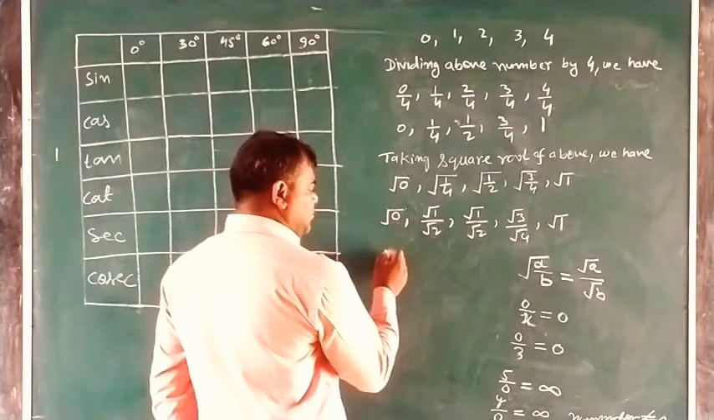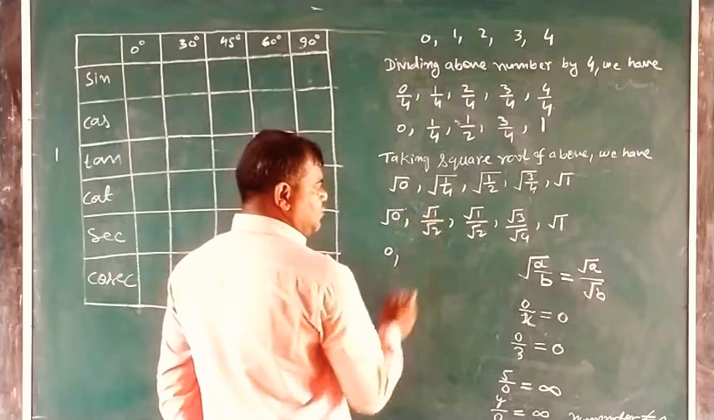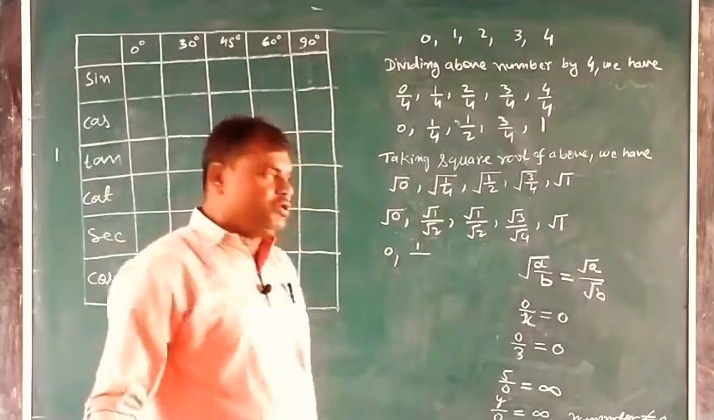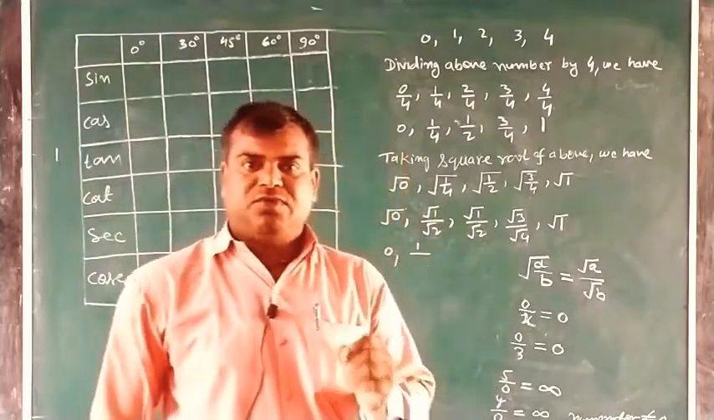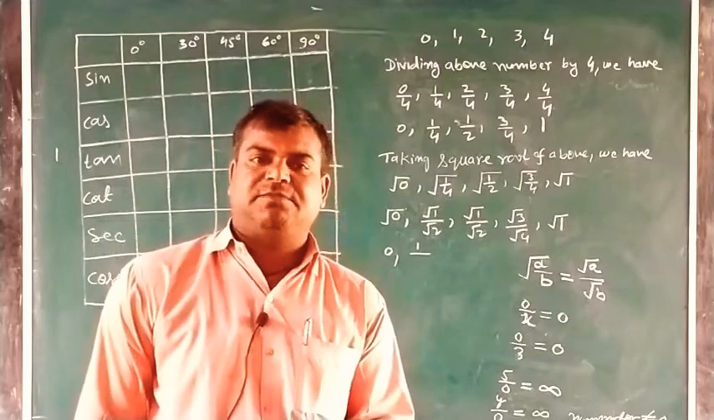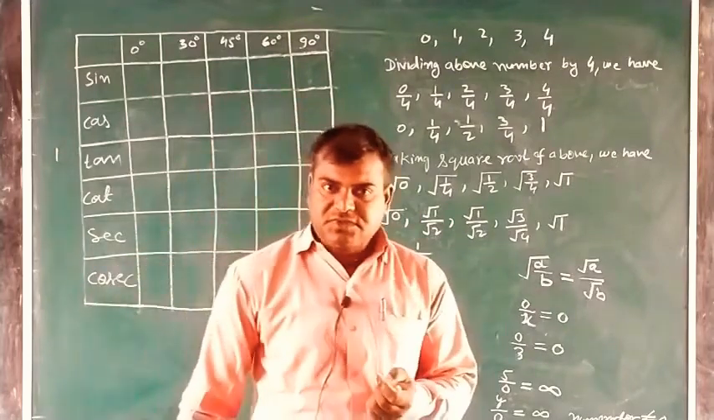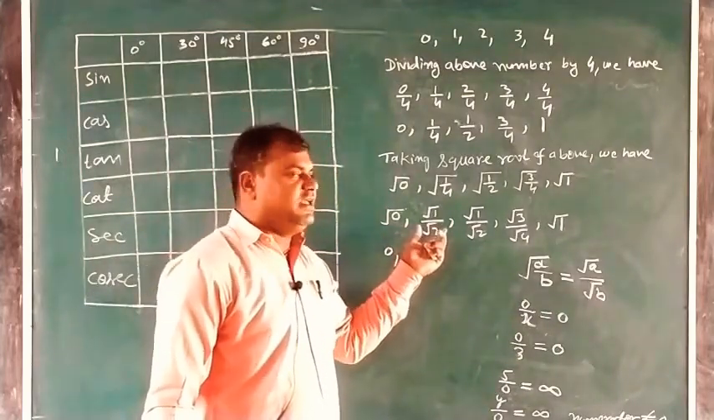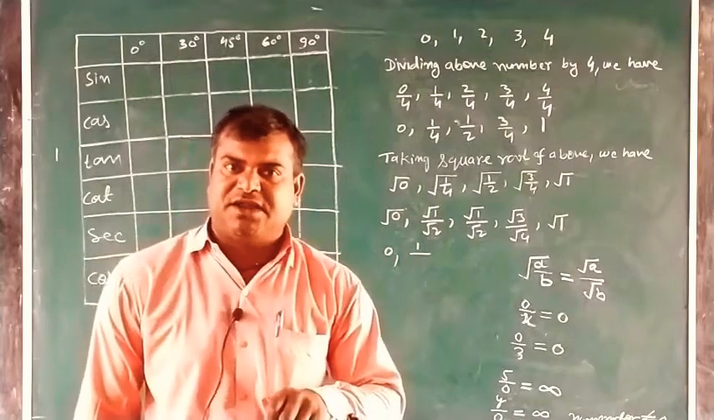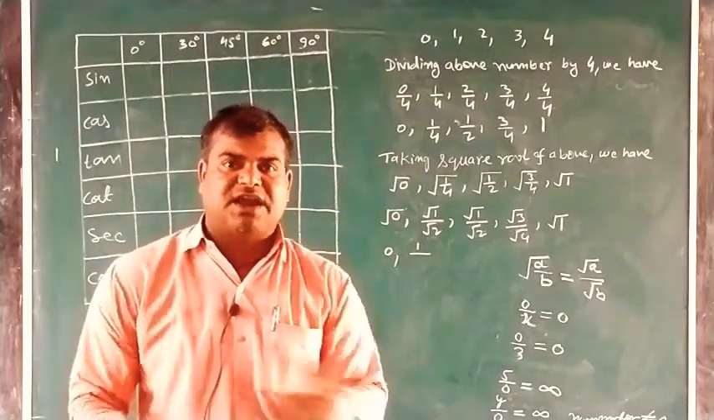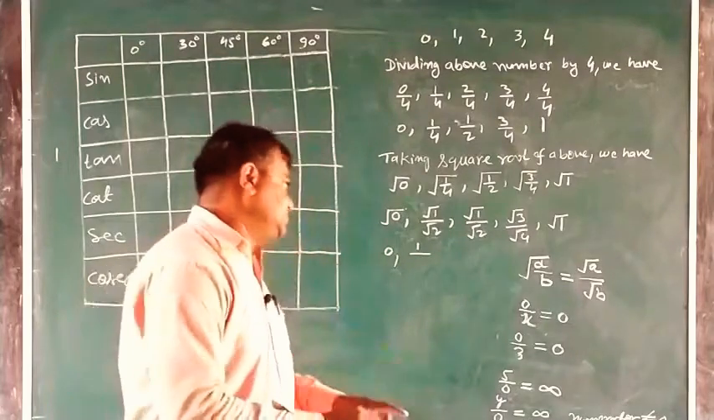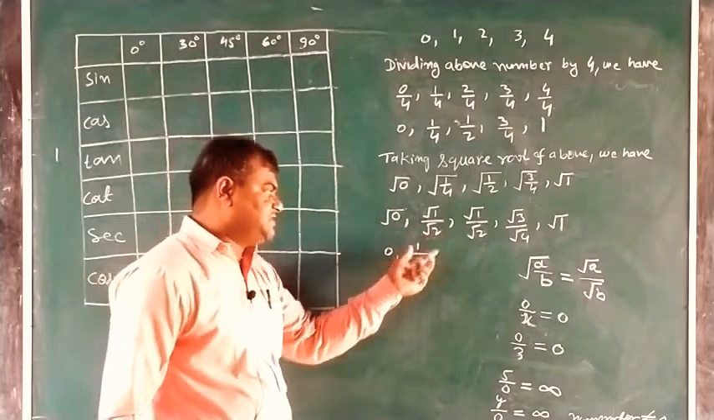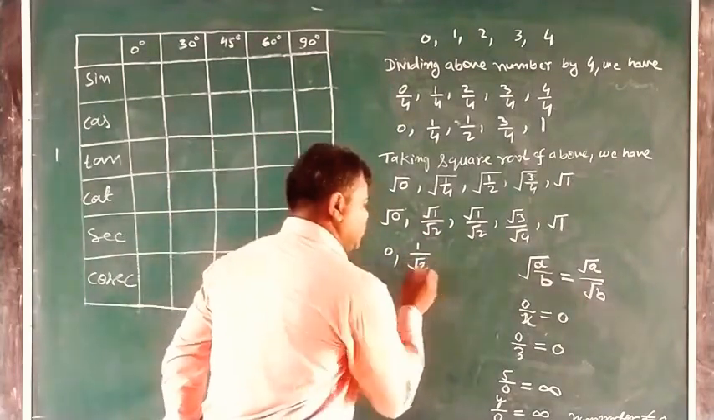The value of under root 0 is 0, and the value of under root 2, the square root of 2, is 1.141. This is a decimal number, so we will not write it here. It means if the square root of any number is a decimal, then we will not write it that way. We will write it as such. The value of under root 2 is a decimal, so we will write it as under root 2.